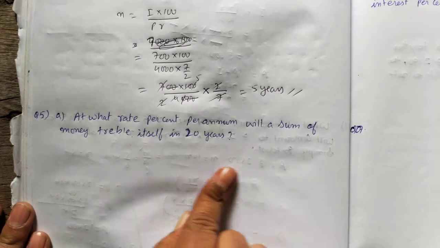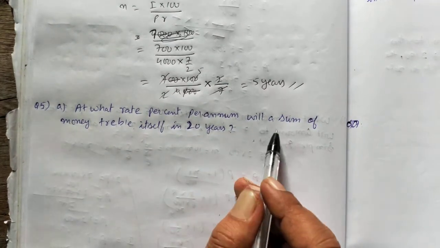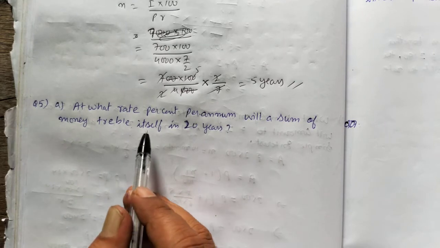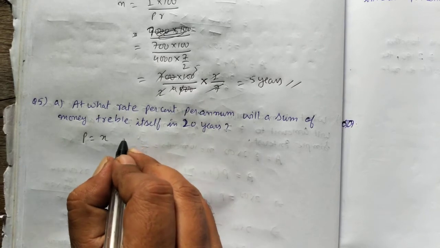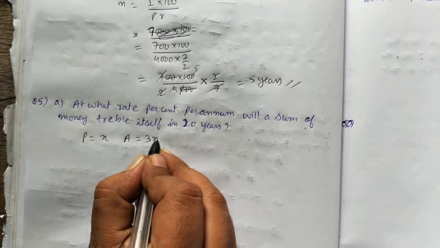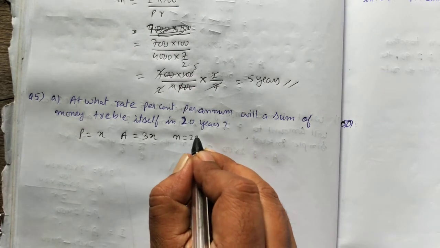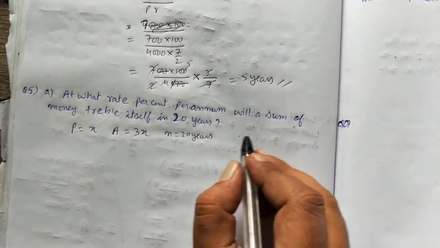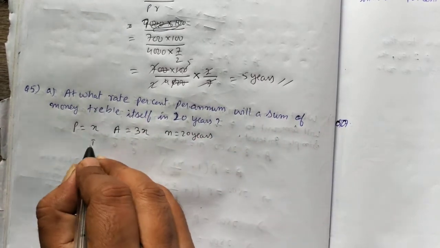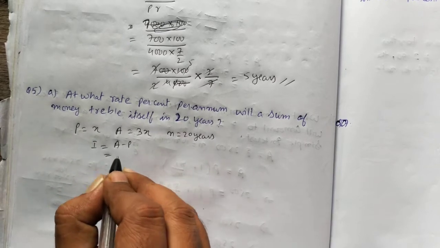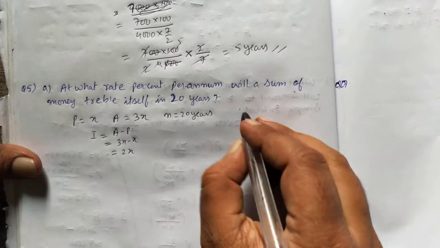Question number 5. There are two questions, A and B. Question A. At what rate percent per annum will a sum of money triple itself in 20 years? Suppose principal is X. Amount becomes 3X. Triple itself, it says, in 20 years. N is 20 years. What sum means you're going to find P. Then what will be the interest? A minus P, 3X minus X. Interest is 2X.